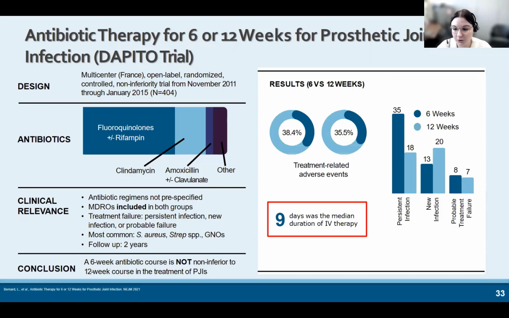Overall, patients included in this trial received IV therapy for a median duration of 9 days, and that was similar between the two groups. The most common oral antibiotics were fluoroquinolones, clindamycin, and amoxicillin clavulanate. Ultimately, the trial concluded that a 6-week antibiotic course is not non-inferior to a 12-week course for the treatment of prosthetic joint infections, but it did show, for the purpose of the presentation, that a limited initial IV course of a total of 12-week treatment duration may be effective.